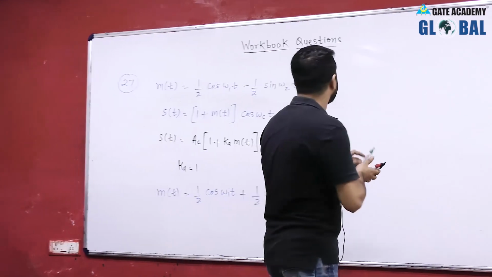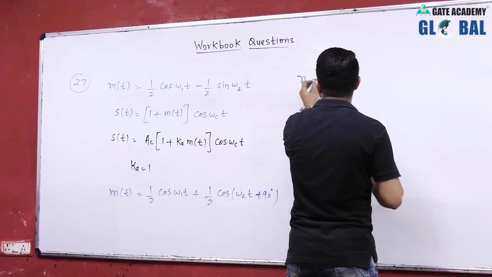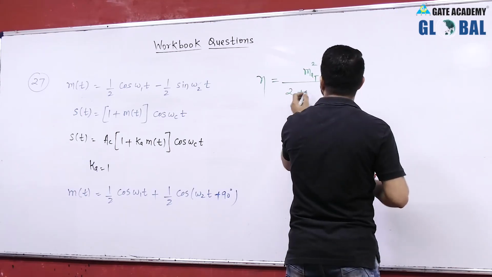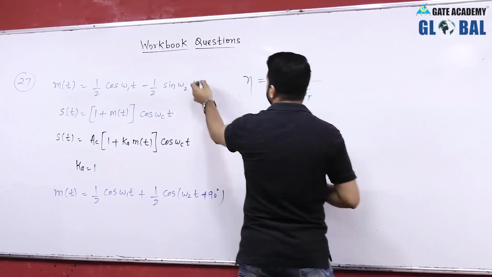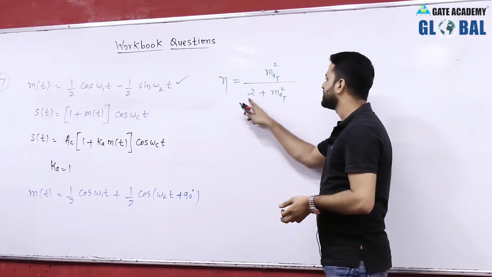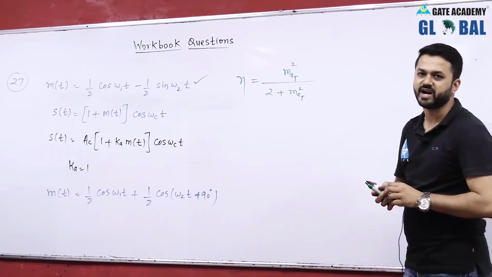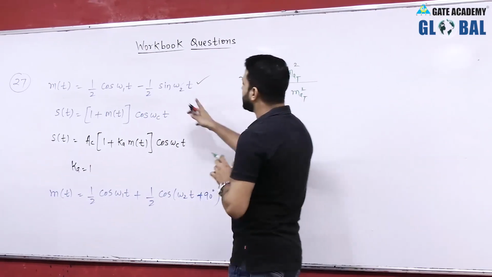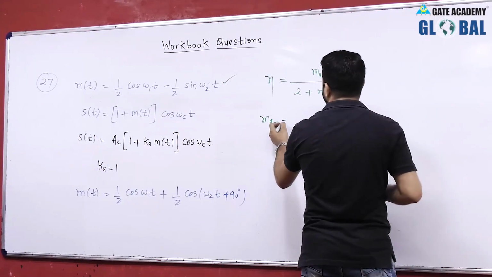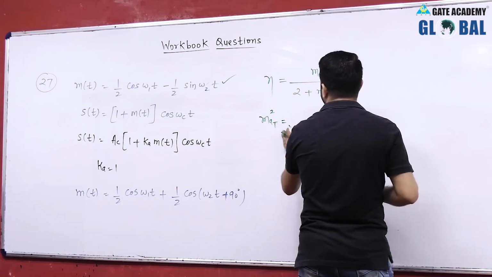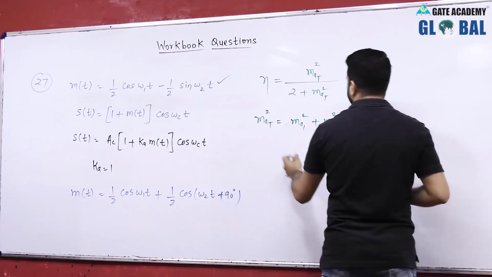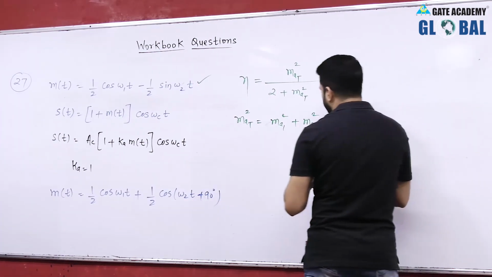In case of a multi-tone modulating signal, the power efficiency or the transmission efficiency is given by MA total square divided by 2 plus MA total square, because message signals are sinusoidal. That means we have to find the total modulation index, and because there are two frequency components, we will calculate MA total square equal to MA1 square plus MA2 square. And what will be the values of MA1 and MA2?